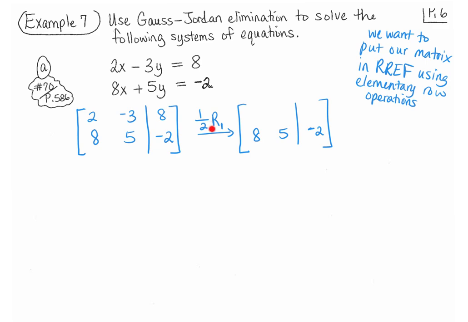Now this means we have to take each entry here and multiply it by 1/2. 1/2 times 2 is 1. Good. As a fraction, -3 times 1/2 is? Negative what? So my question, -3 times 1/2 is?